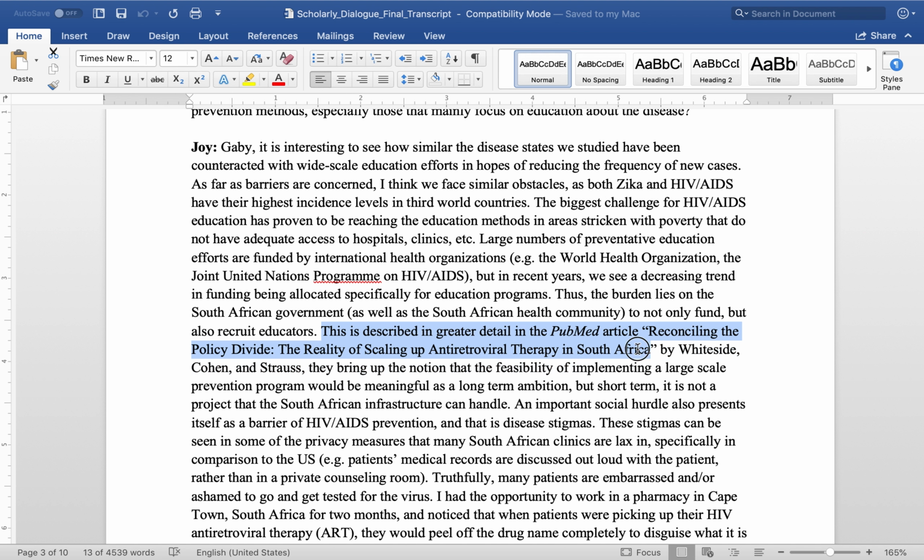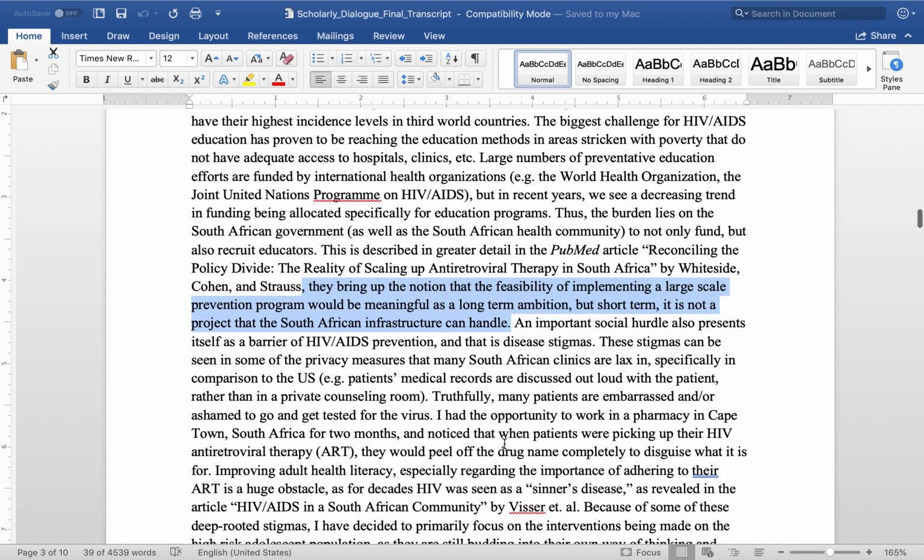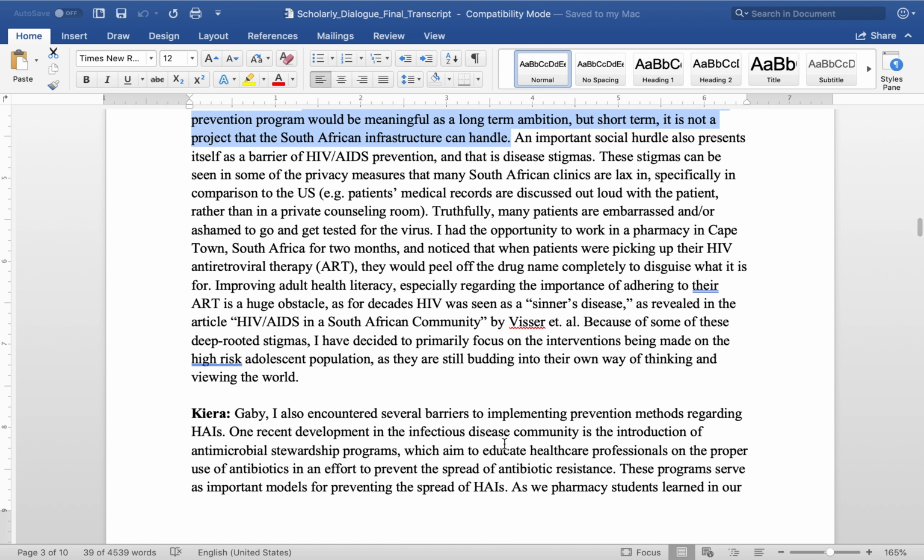Now she does mention here a PubMed article, and she briefly says, what does she say? They bring up the notion that the feasibility of implementing a large-scale prevention program will be meaningful as a long-term ambition, but short-term it's not a project that the South African infrastructure can handle. So we're not quoting, we're not presenting specific data, but we are presenting conclusions and relevant observations. So in terms of level of specificity, that's kind of the level we want to be at.